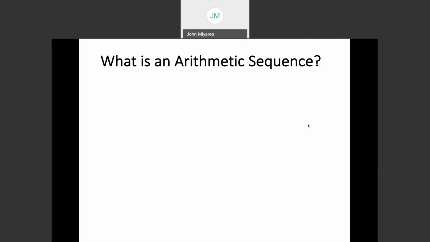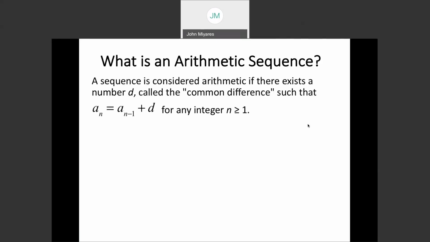What is an arithmetic sequence? A sequence is considered arithmetic if there exists a number, usually labeled with the letter d, called the common difference, such that when we look at the sequence implicitly, the nth term of the sequence will be the value of the previous term plus d.